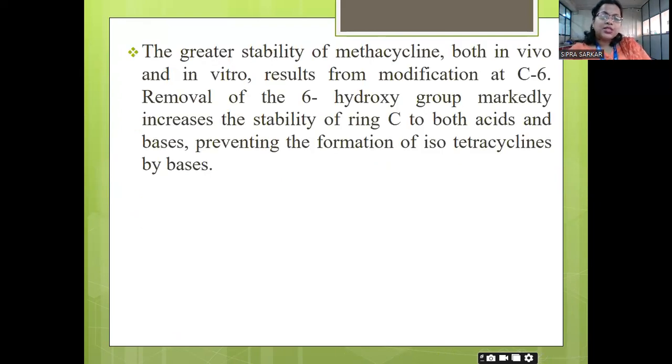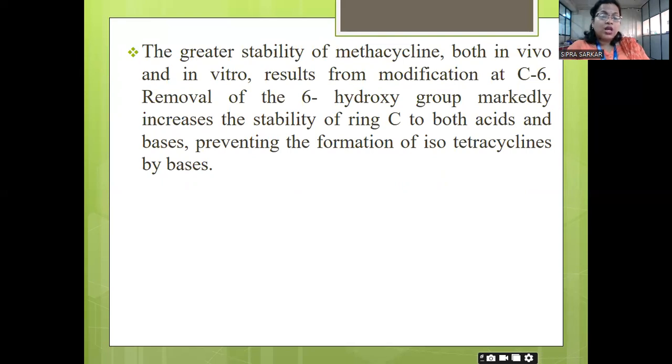The greater stability of methacycline, both in vivo and in vitro, results from the modification of C6. Removal of the 6-hydroxy group markedly increases the stability of ring C to both acids and bases, preventing the formation of isotetracycline by bases. So that means if the C6 position is modified, by removal of the 6-hydroxy group, the stability of ring C to both acids and bases is markedly increased, and the formation of isotetracycline by bases is prevented.